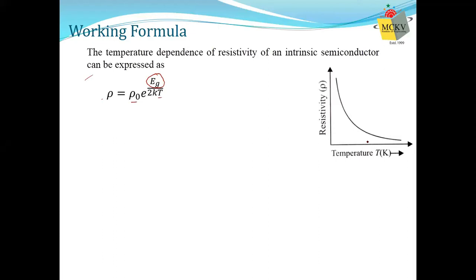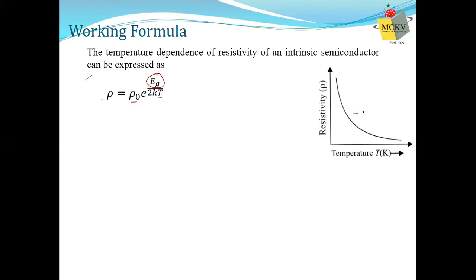Now, if you increase the temperature, then what happens? If you increase the temperature, then more and more covalent bonds will be broken, because you are supplying the required amount of energy to break those covalent bonds. That means more electron hole pairs will be created. That means conductivity will increase, because you are increasing the free carriers. Free carriers are increased, so conductivity will be increased. In other words, resistivity, which is the inverse of conductivity, will decrease. So that's what happens here. With increasing temperature, resistivity decreases continuously.